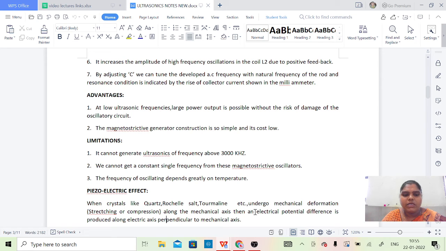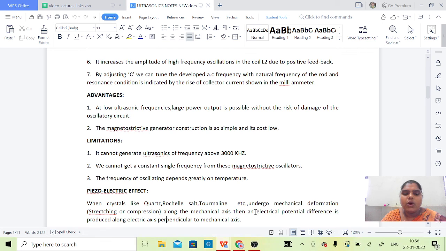And next, what are the limitations? It cannot generate ultrasonic waves of frequency above 3000 kilohertz. Up to 3000 kilohertz we can generate ultrasonic waves using this magnetostriction method, but if we need more than that, we cannot produce it by the magnetostriction method. So this is the drawback.